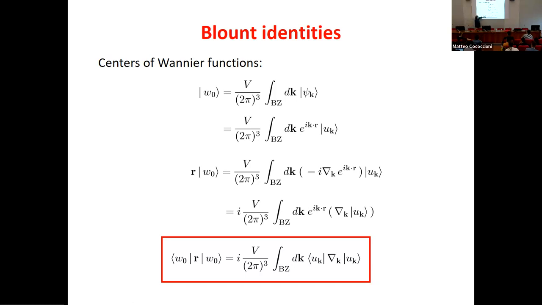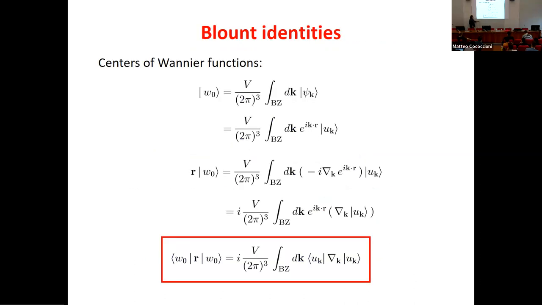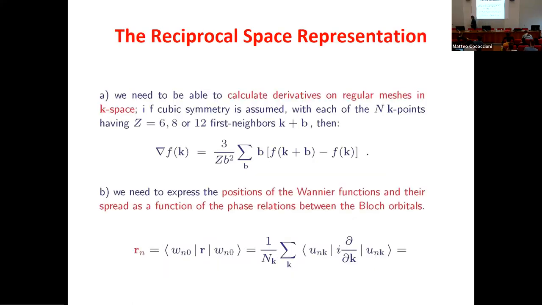And so to calculate, say, the expectation value of R, we really need to calculate integrals of the gradient. And to calculate the expectation values of R squared, we need to calculate integrals of the Laplacian, and so on and so forth. And in the code, we decided to do it very rudimentarily using finite differences. And so all the gradients that we have to calculate here are calculated as finite differences, using in three dimensions these identities, where if you have a uniform, say, Monkhorst-Pack mesh of k points, there are b vectors that point from one k point to its neighbors, and then we generalize this to more complex space groups, and so more complex shells.